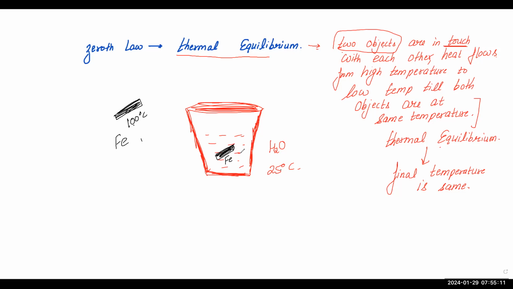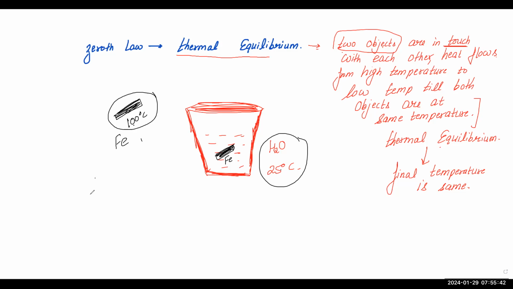So can you tell me how the heat will flow? Who is going to lose heat here? Iron or water? Iron is at 100 degrees Celsius, water is at 25 degrees Celsius. So how the heat will flow? Heat will flow from iron to water. All of you, I hope you are listening because this is something very big in questions.